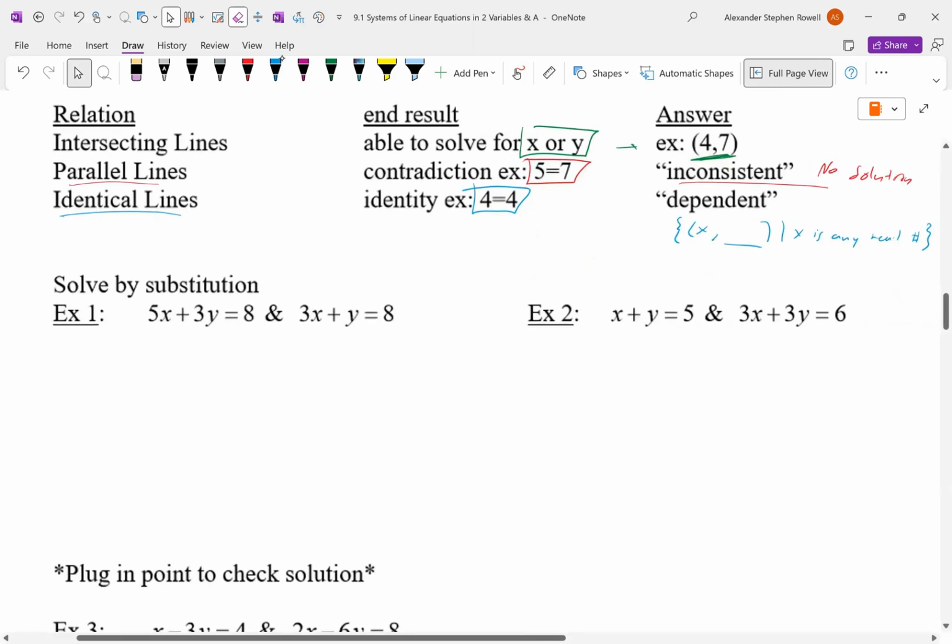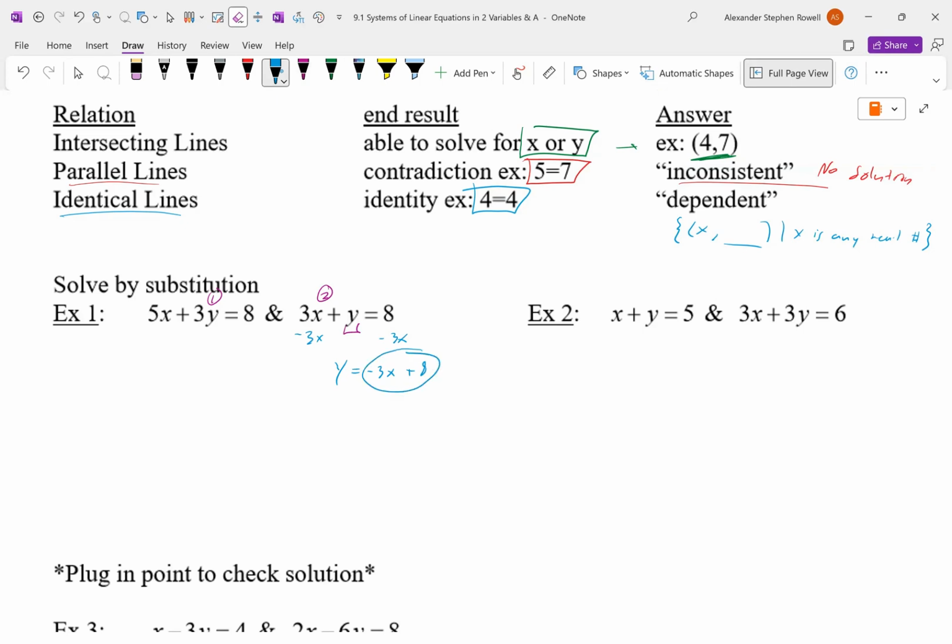Example 1. Which equation looks easiest to solve for a variable? Equation 1 or equation 2? Yeah, we like to isolate which variable? Y. Okay, so we'll subtract 3x from both sides. Y is equal to negative 3x plus 8. Now that we've gotten y by itself, we're going to plug this into the other equation, 5x plus 3y is equal to 8. But let's go ahead and plug in negative 3x plus 8.